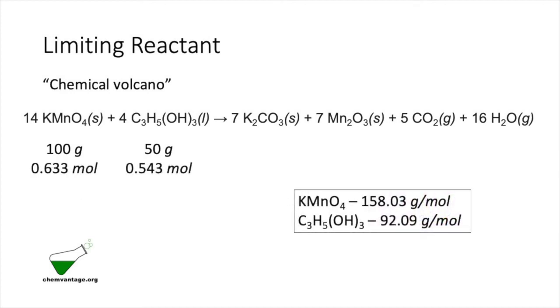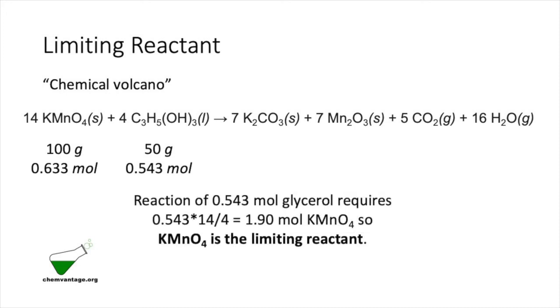To determine this, we first need to convert to moles by dividing each mass by the appropriate molar mass. We can see that there is a somewhat larger number of moles of potassium permanganate than glycerol. But looking at the stoichiometric coefficients, we see that for every 4 moles of glycerol, we need 14 moles of KMnO4 for the reaction. We don't have the required 1.9 moles of KMnO4, so the permanganate is the limiting reactant.